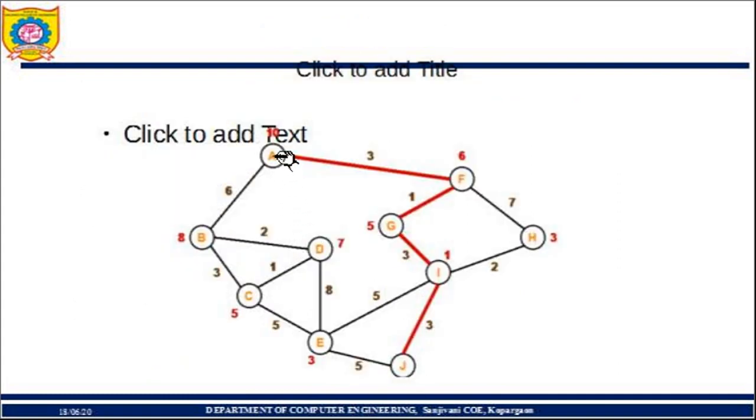So your path is this: A to F to G to I and finally to J. This is the optimal solution that you have found using the A star algorithm. What is the cost of this path? Cost is 3 plus 1, 4, 5, 6, 7, 8, 9, 10 plus 0. So it's 10. Answer is 10.